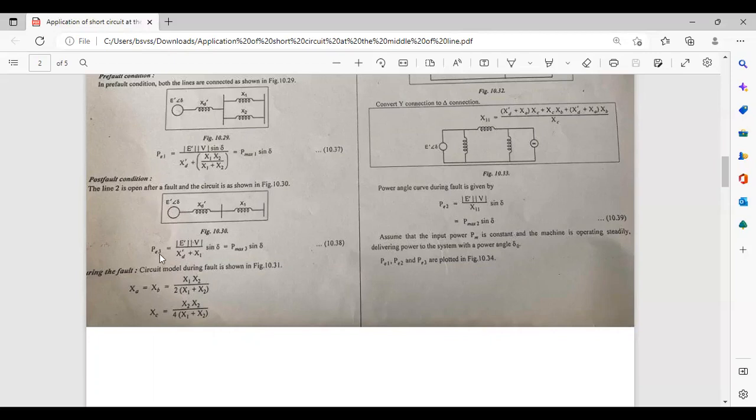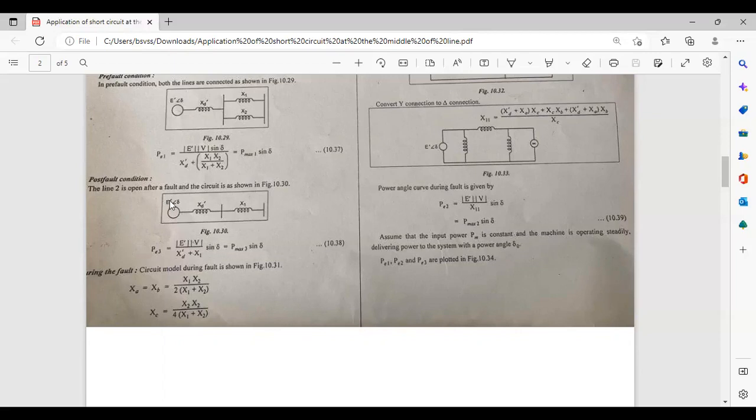Therefore, this output power during the post-fault condition can be written as PE3. So for the pre-fault condition, it is represented by PE1, and for the post-fault condition, the output power is represented by PE3. Again, we have to apply the same formula. It is nothing but E into V divided by X into sin del. This is the general formula for PE, that is, the output power or the electrical power.